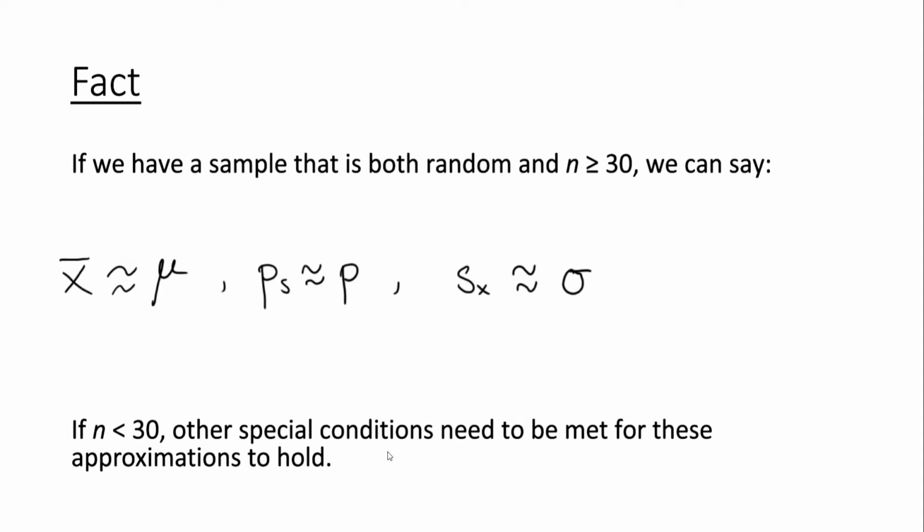Now an important fact we have here, and this is part of inferential statistics: if we have a sample that is both random and your sample size n is equal to 30 or larger than 30, we can say that the sample mean is a good approximation for the population mean. Sample proportion is a good approximation for the proportion of the population. Sample standard deviation is a good approximation for the population standard deviation. Just this symbol means approximate. Or you could also think of it as meaning a good estimate or very close to. If n is less than 30, other special conditions need to be met in order for these approximations to hold, and we'll talk more about that later.